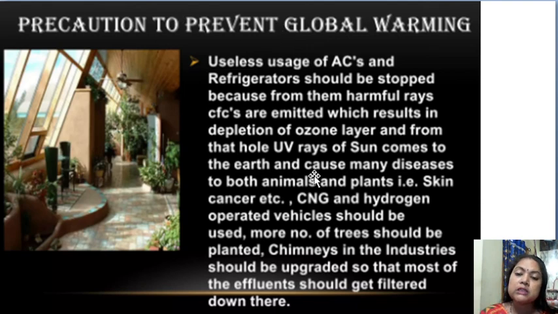Okay, and CNG and hydrogen operated vehicles should be used. I already told you in my previous slide about the use of alternative energy sources, in which CNG and hydrogen operated vehicles should be used. Then more trees should be planted and chimneys in the industry should be upgraded so that most of the effluents get filtered there only. Okay, so the industry should adopt advanced technologies in order to reduce the pollution load on the atmosphere. Okay, so that we can reduce these harmful greenhouse gases to some extent.